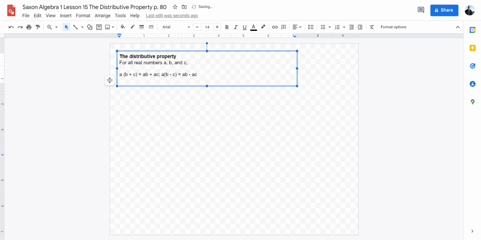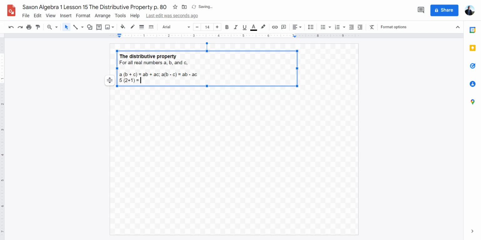Let's take a look at some examples of how this plays out in the real world. 5 times (2 plus 1). You could easily solve this problem by adding together 2 and 1, right? 2 plus 1 is 3, times 5. So we did what was in parentheses first, and then multiplied by 5, we get 15.